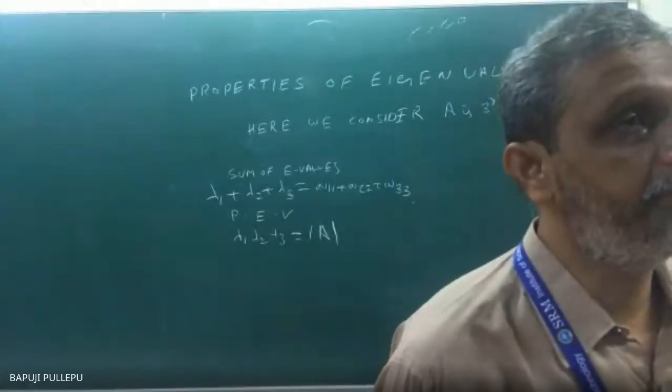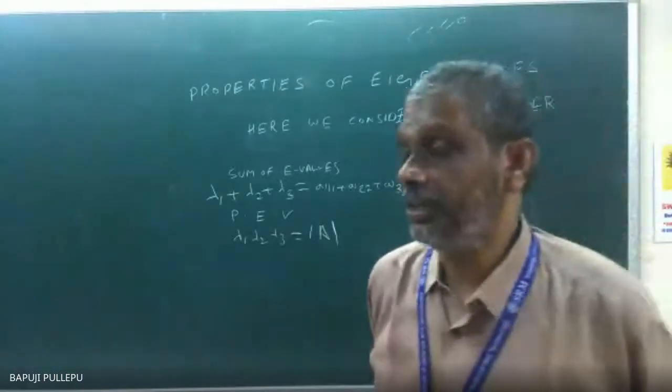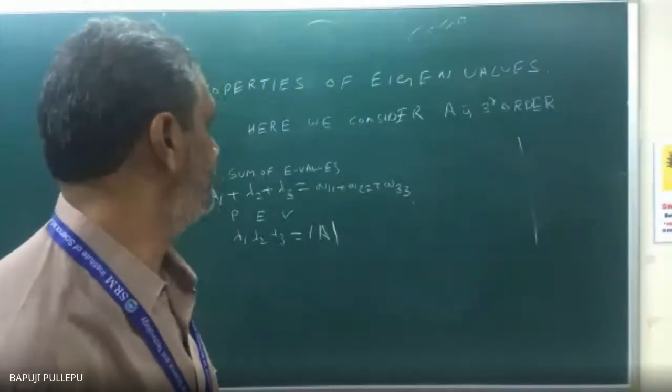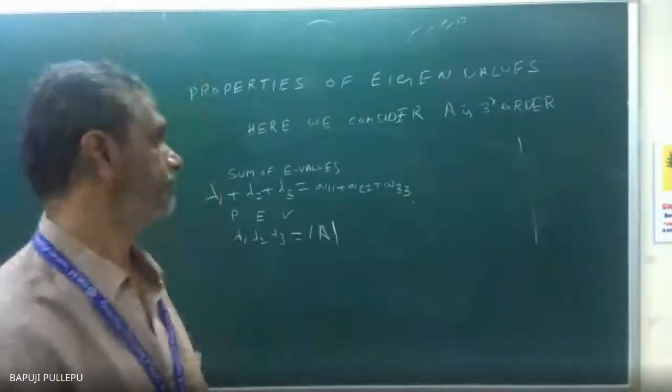Sum of the diagonal elements is the trace of the matrix, the principal diagonal: a11 plus a22 plus a33. Then the product of the eigenvalues is the determinant of A. Correct?